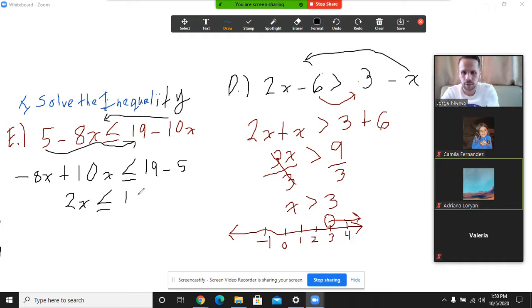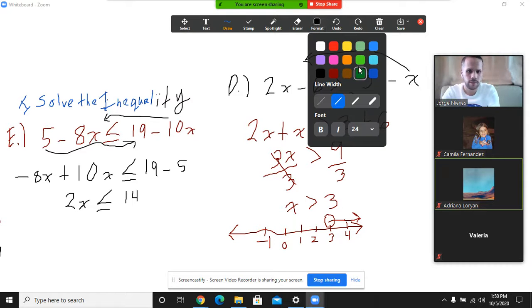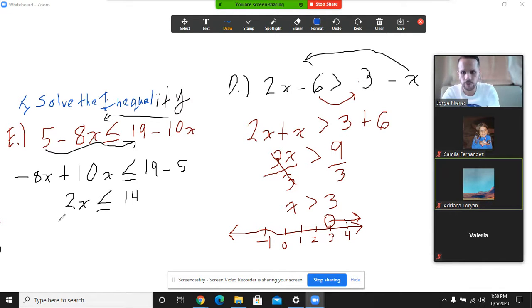Okay. So what I have left to do is divide by 2 to solve for x. So what would be the value of x? It will be x less than or equal to 7. So if I graph that on the number line, that is going to be the same. It's going to be 7 positive.